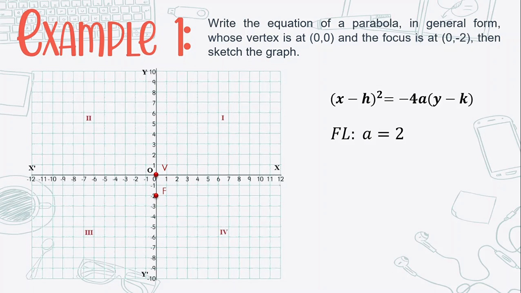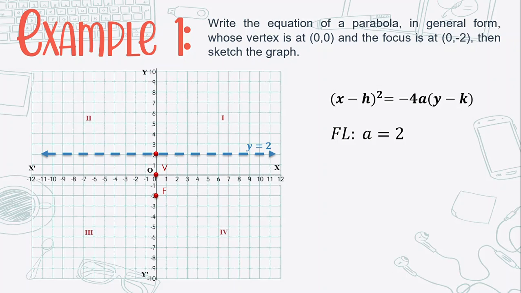And by knowing the distance between the vertex and the focus, and going back to our definition, the vertex is equidistant from the focus and the directrix. Therefore, the directrix will also be 2 units away from our vertex. So, let's count 2 units upward from our vertex. Then there we have the directrix for our parabola, and as you can see, the equation of our directrix will be y = 2.